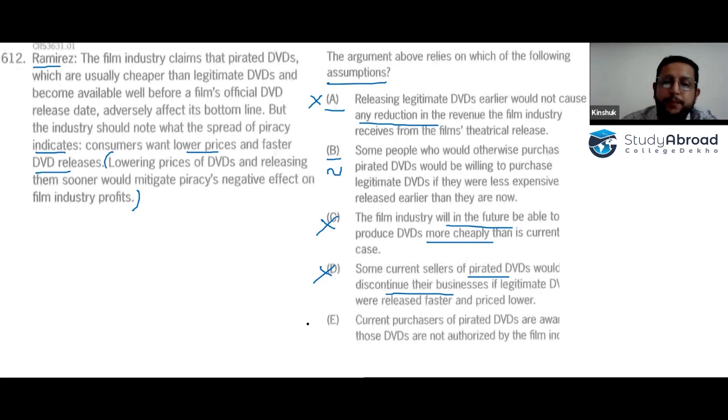They're talking about if they are all aware. Right. So that doesn't matter because piracy is still causing them negative effects. So it has no point, no water to hold here. So what will be the answer? The right answer will be option B.